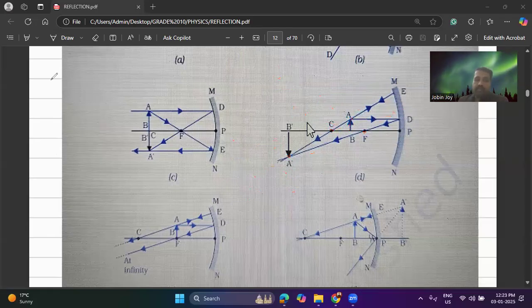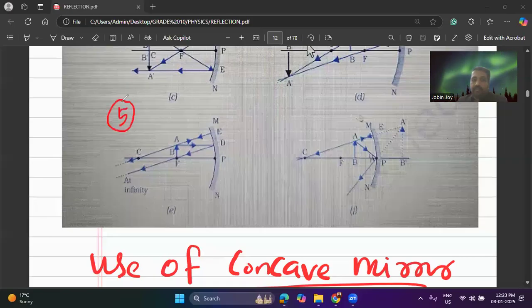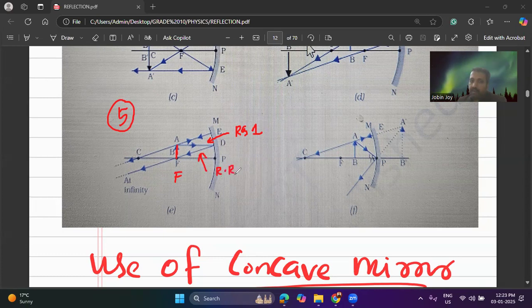Then coming to the fifth case, where is the object? Here the object is at the focal point F. So again, I am considering two rays. This is ray 1. Here the ray is parallel to the principal axis. If a ray is parallel to the principal axis, the reflected ray will be passing through the focus. So this will be the reflected ray.